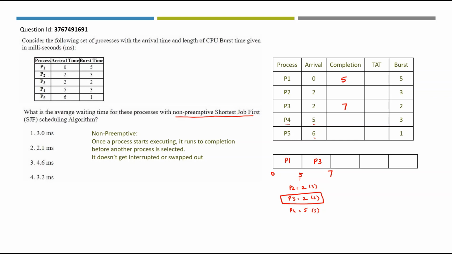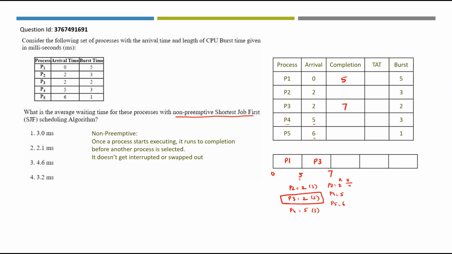Now at 7 milliseconds, we already have P2 that arrived at 2 milliseconds, P4 that arrived at 5 milliseconds, and we have P5 also at 6 milliseconds. So now this is the arrival time. What about the burst time here?